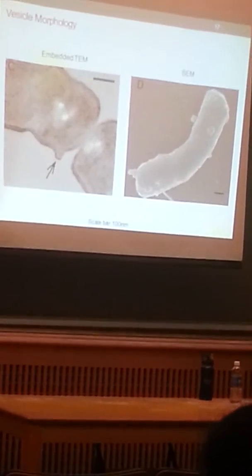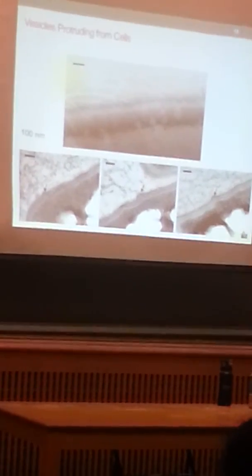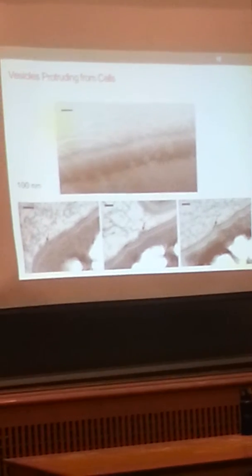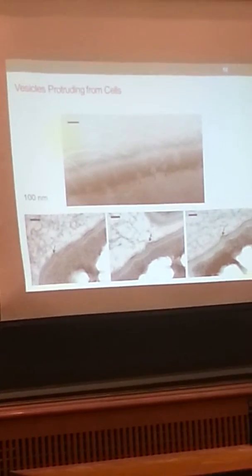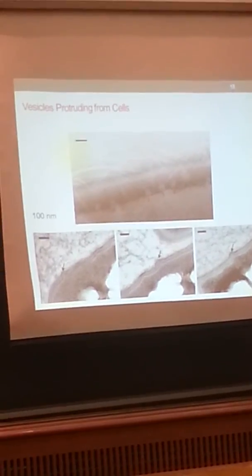I also did some more to look at these protruding. This is negative staining of a cell. You see these little guys coming out of the membrane, and again with the embedded TEM, you can see them forming. One thing that would be really awesome and would get all these people off my back about these vesicles being real would be to have a movie of this happening. However, we don't have an electron microscope that can do movies yet. So hopefully that will happen someday.